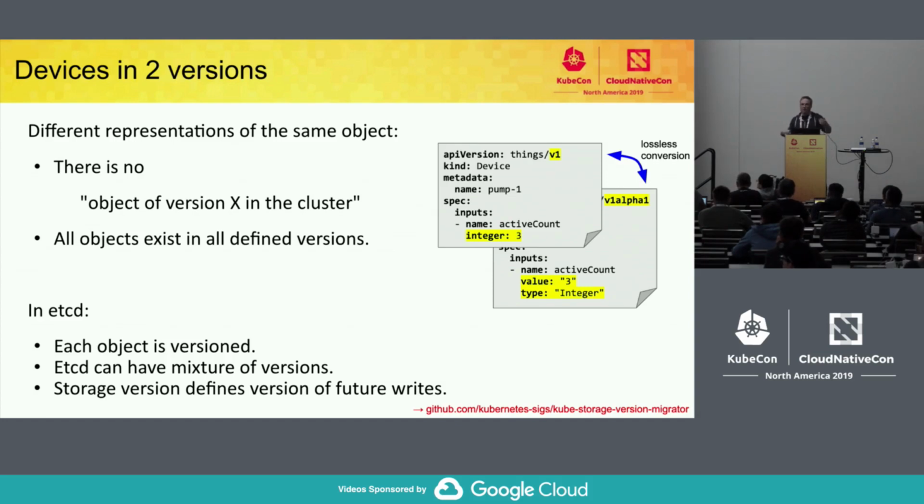But logically, when a client comes to the server and asks for an object, the client says which version it wants, and there is live lossless conversion into the target version that the client wants to have. If the version in etcd is different, of course. I mean, if it matches, it's the same, there's no conversion going on.